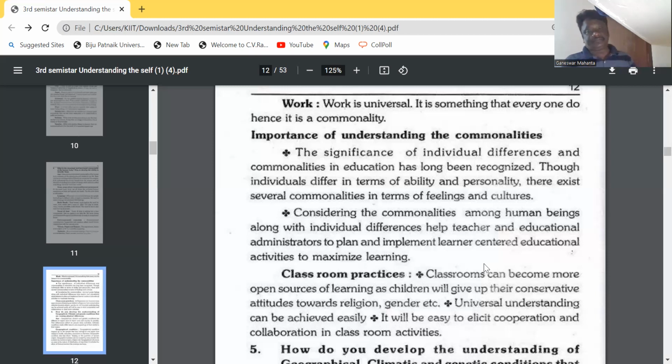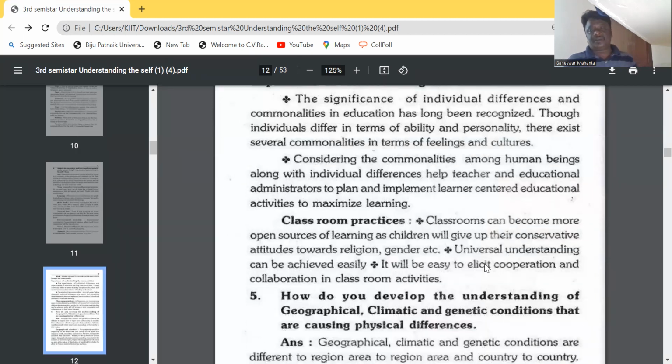Classroom practices. The classroom can become a more open source of learning. Cooperation can be achieved easily, and it will be easy to elicit cooperation and collaboration in classroom activities.